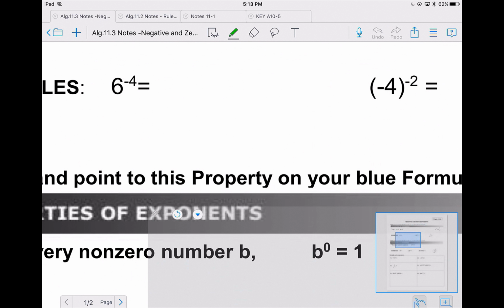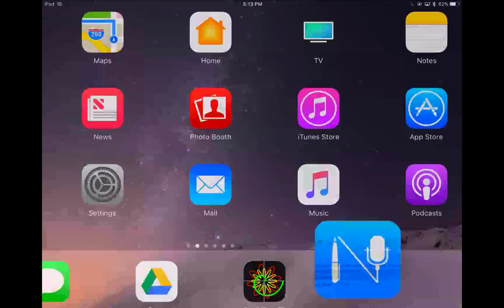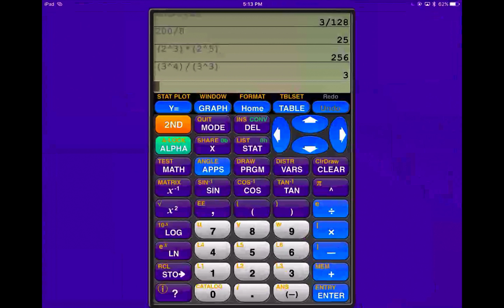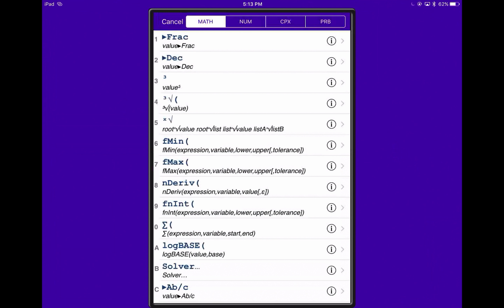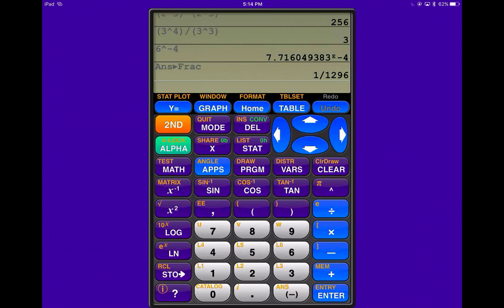So with these examples, we can just plug these into the calculator because we have all numbers. So in your calculator, you're going to click 6 raised to the negative 4. The arrow takes you up, and then we would click enter. And it tells us this ugly decimal. So remember, if we click math, enter, enter, we get the fraction 1 over 1296.